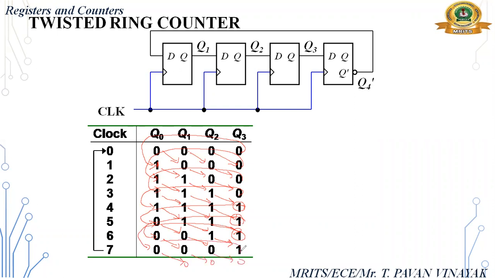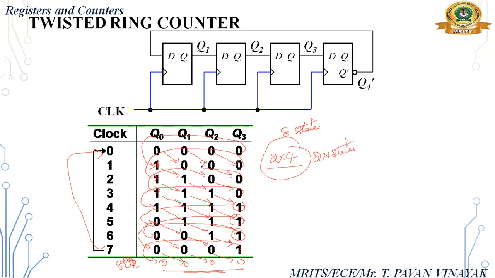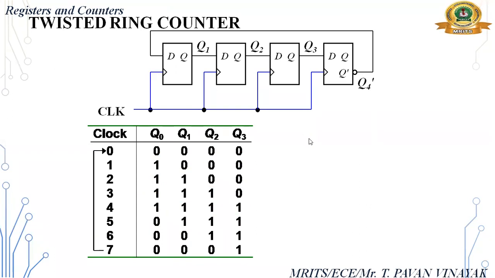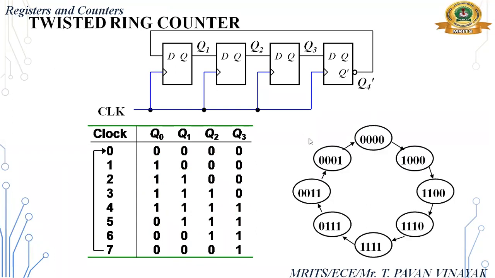The complement of 1 is 0. We get the initial value. At the 8th state, on the 8th clock pulse, we get the initial value. So how many total states are there? 8 states. How many flip-flops do we have? 4. Means 2 into 4, so 2n states. The state diagram is this one.